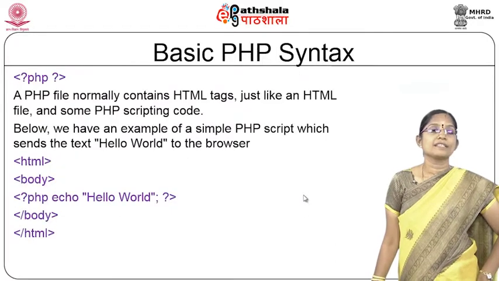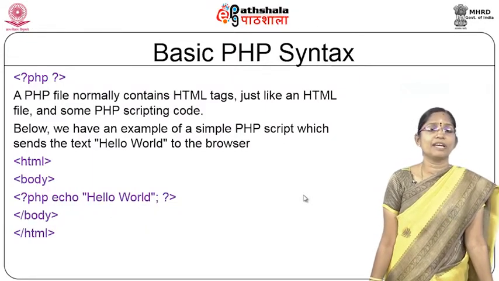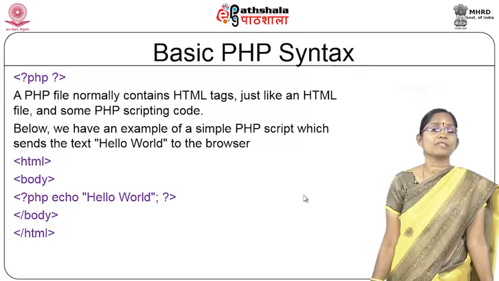Now you can see that at the top, question mark PHP question mark. A PHP file normally contains HTML tags. That is what we have seen. Apart from the HTML tags, it is going to have scripting code. Now you can go through the example which has been given in the slide. That is question mark PHP echo hello world. This is the PHP script which has been embedded in it. The question mark PHP and the question mark at the end show that the PHP scripting is done. Inside it we have echo hello world. Echo is used to display or print the text which has been enclosed within quotations.